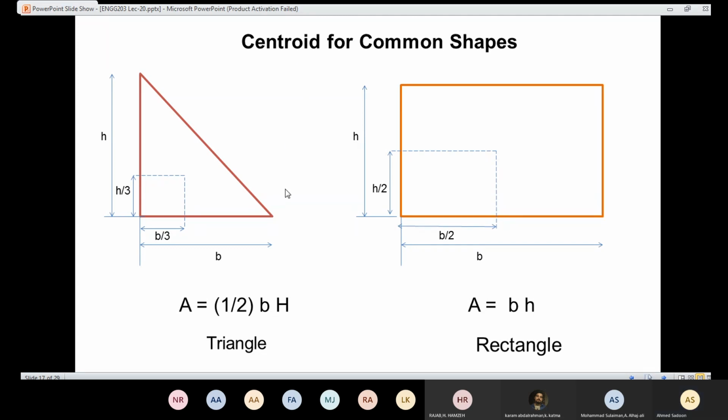And now we need to discuss the centroid for the common shapes. If I'm going to have a triangle, the centroid in x is going to be b over 3. The centroid in y is going to be h over 3. The area is 1 over 2 times b times h for a triangle. If I'm going to deal with a rectangle, the centroid in x is going to be b over 2. The centroid in y is going to be h over 2. And the area of a rectangle is b times h, the width times the height.